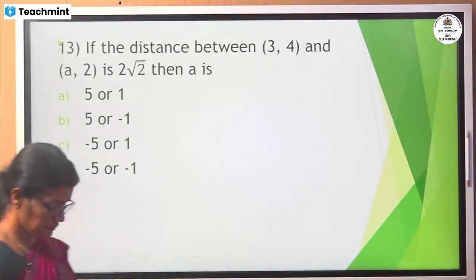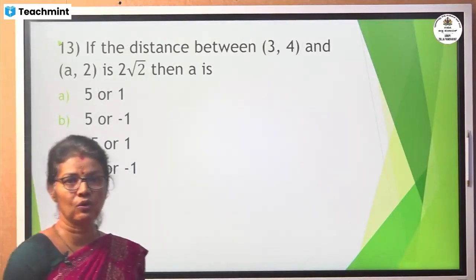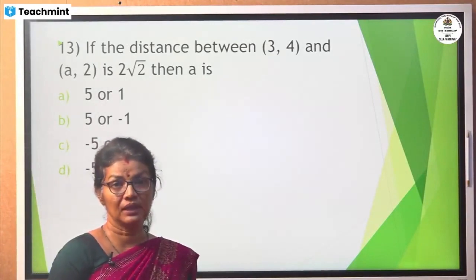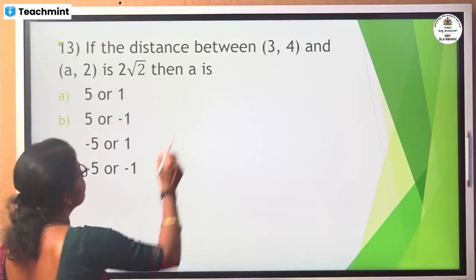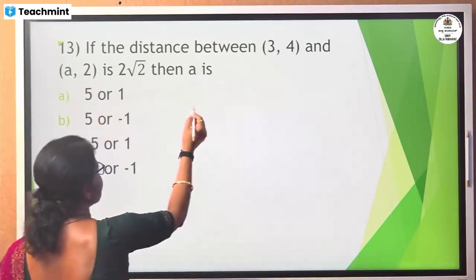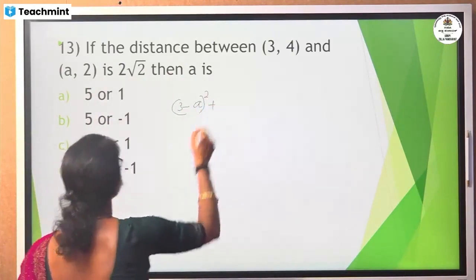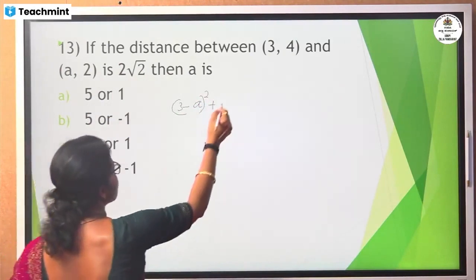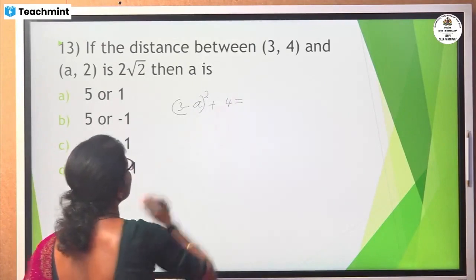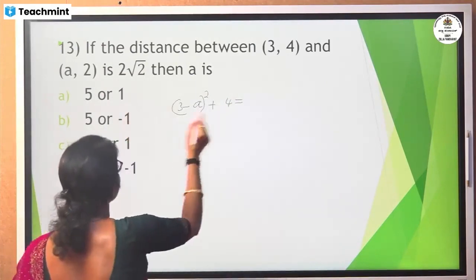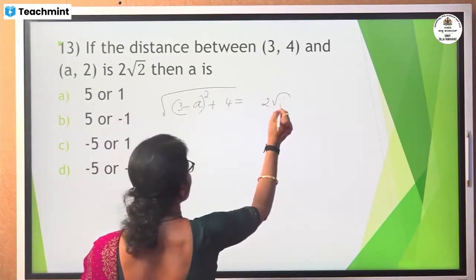Next one. The distance between 3, 4 and A, 2 is 2 root 2. Then A is? So use the distance formula. 3 minus A the whole square plus 4 minus 2 the whole square, that is 2 square, that is 4, equal to 2 root 2. If you take the square root of this value, that will be 2 root 2.